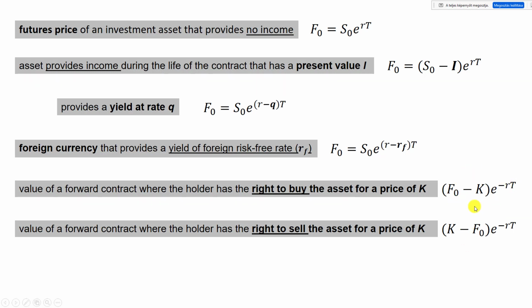And right now we should not forget that this is present value. So we are taking the difference between the actual future price and the target price, and then we are calculating the present value. It just depends on the side of the contract which one will be chosen. So these are all the basic information for us.